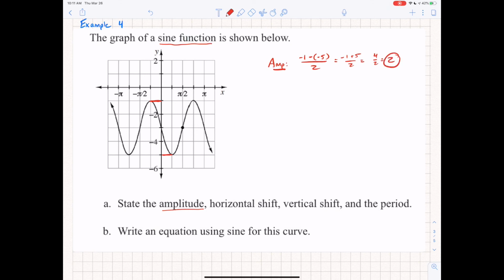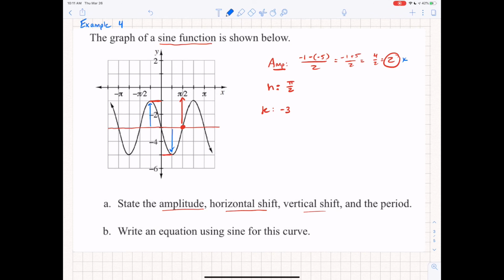The horizontal shift, if you notice this graph, it gives you a starting value here. That x value that's associated is pi over 2. So h is pi over 2. My vertical shift, which is k, is also the midline. And if I look at the graph here, the midline is at -3. This is perfect because this should work with my amplitude of 2. From -3, 2 steps up should get me to my max. 2 steps down should get me to my min. That checks out, so we're good to go.